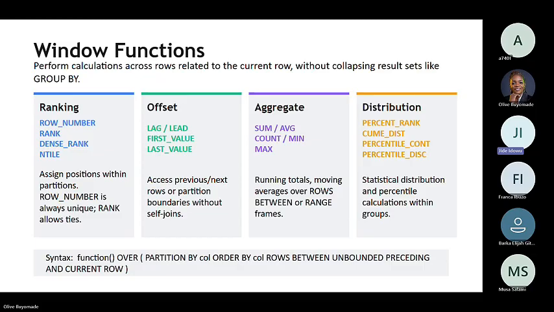So ranking functions like row number are always unique. I'm trying to say that we have what we call ranking functions, right? And one of them is row number, which is always unique. Then rank allows ties. There's also what we call dense rank, which has no gaps. And then we have offset functions like lag and lead, which access the previous or next row without a self-join.